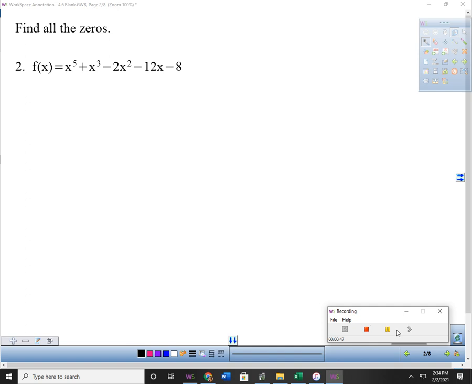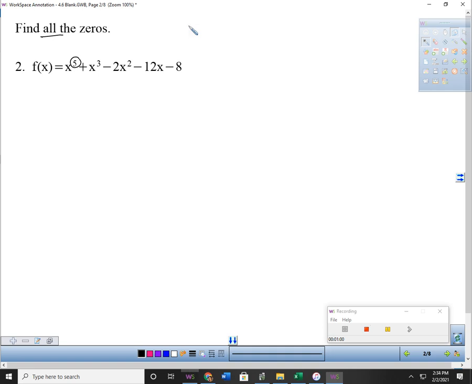So we're going to do the same thing, but this time instead of finding all real zeros, we are finding all zeros. So the first thing you want to figure out is how many answers you should have in the end. So in the end, I should have 5 answers. Now remember, that can be a combination of real zeros and imaginary zeros. They might all be real zeros. They might almost all be imaginary zeros.